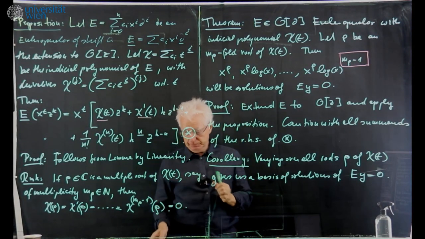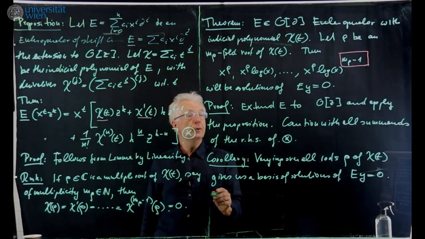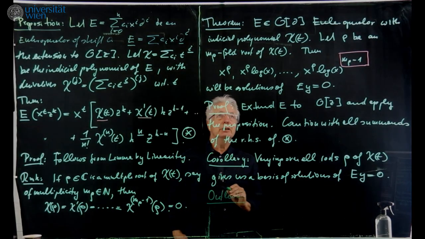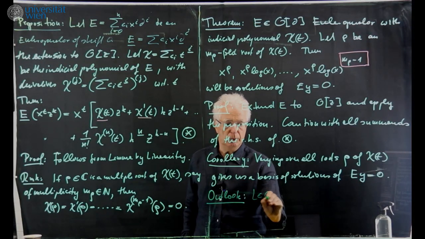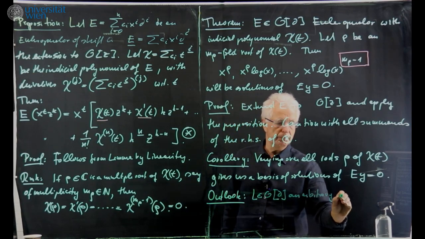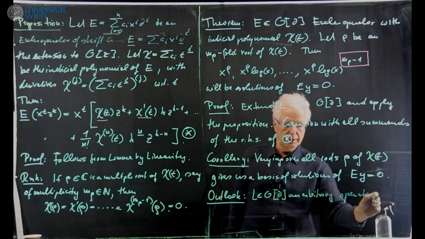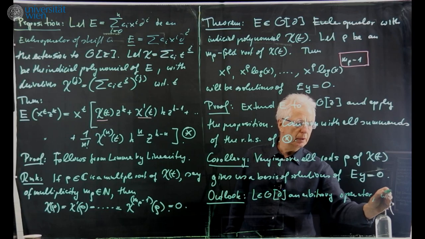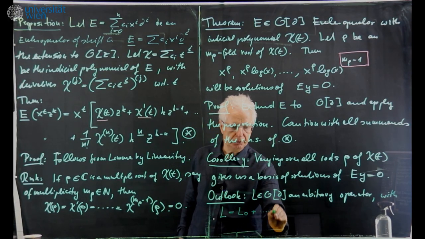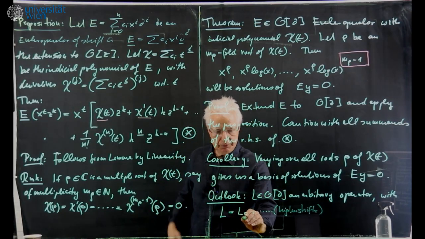Now, I want to say one word about the general case. So this is an outlook, which I'm not going to start today. The outlook is the following. If you take now L in O del an arbitrary operator, so not necessarily Euler, then you expand it, as I said before, L equals L0 plus higher shifts. So this would be the initial form.